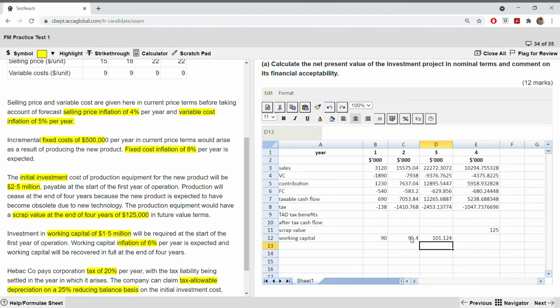That gives 101.124. Next, remember they told us that it will be recovered at the end of the fourth year, and these are all minus. We are requiring working capital, so put a minus sign outside the bracket also. Enter. Automatically everywhere it will be minus. Here, take the sum of all these three. This much will be recovered in the fourth year.